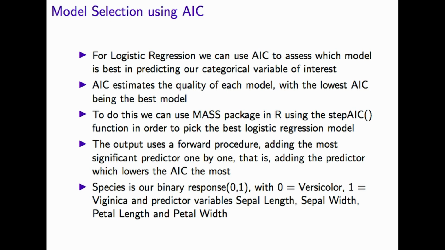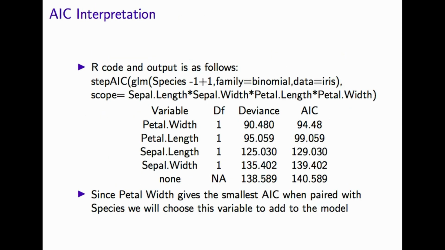Species is our binary response with 0 or 1, with 0 equaling versicolor, 1 equaling virginica, and predictor variables sepal length, sepal width, petal length, and petal width. For our first video on the AIC interpretation, we are using the stepwise AIC function. So when you use the R code that is as follows right here, this is the first set of output that you will get. There are multiple sections of the output, but this will be the first section.